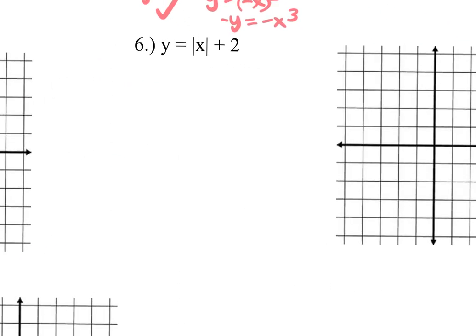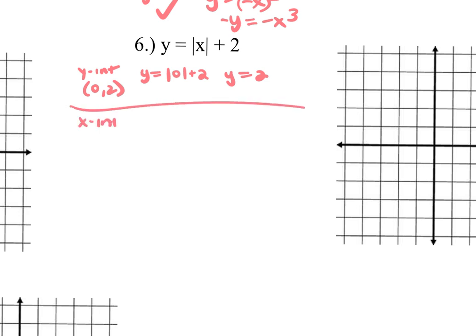Okay, number 6, start with your y-intercept. Y equals absolute value of 0 plus 2. Y equals 2. Your x-intercept, 0 equals absolute value of x plus 2. Absolute value of x would equal -2. And since there is no absolute value that can result in a negative number, this does not have an x-intercept.